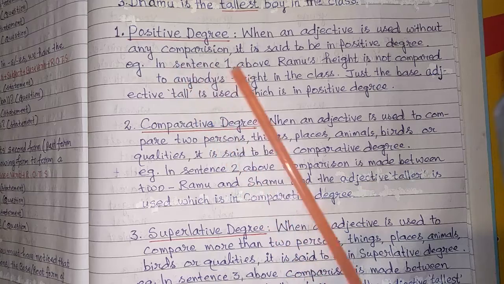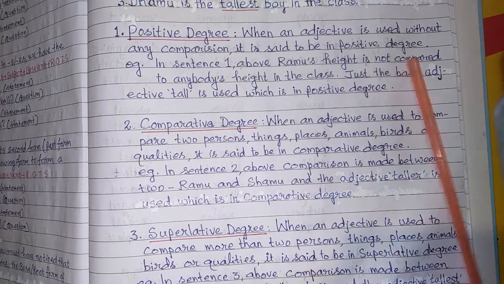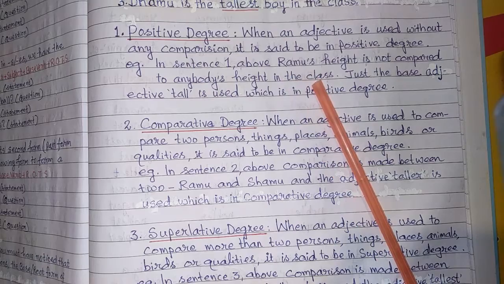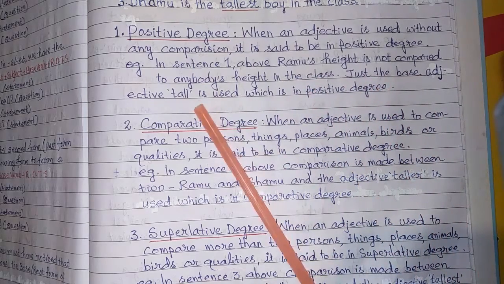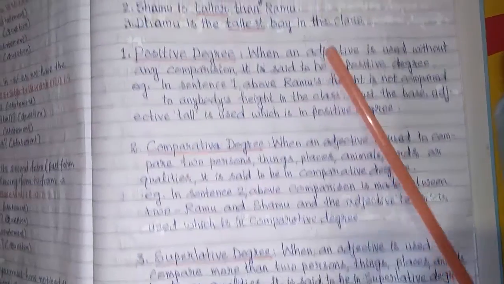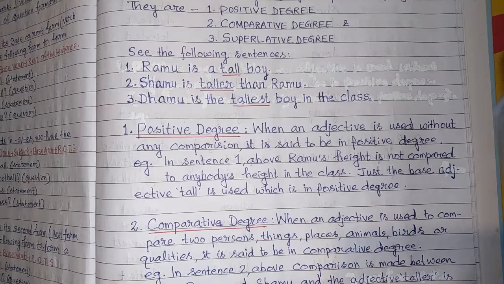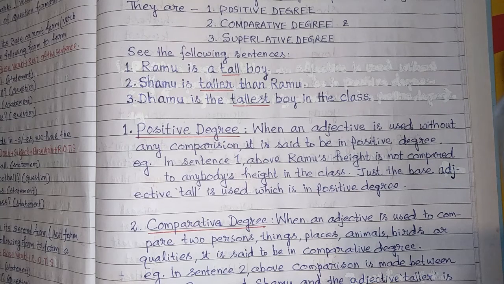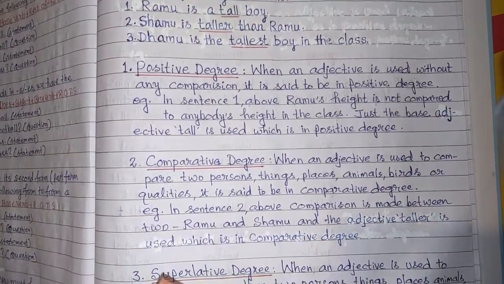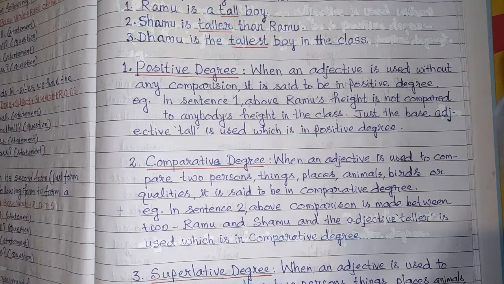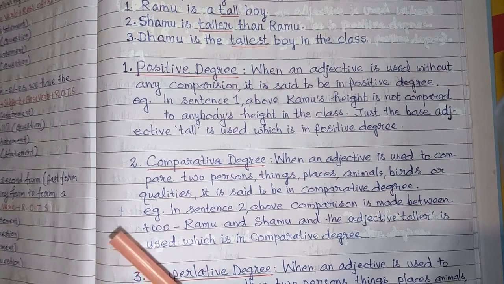You see, example in sentence 1 above, Ramu's height is not compared to anybody's height in the class. Just the base adjective tall is used, which is in positive degree. So you can use it, sentence 1. Ramu is a tall boy. You see, here Ramu is not being compared with anybody, or his height is not being compared to any other boy's height in the class. So in such a situation, when the adjective is used without making any comparison, at that time the adjective is said to be in positive degree.